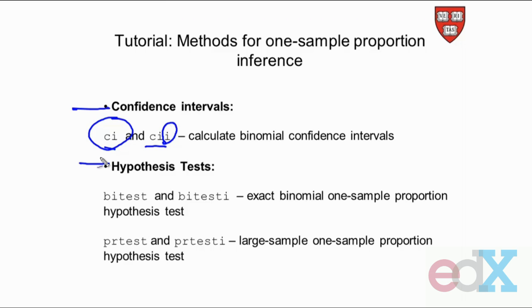When you're looking at hypothesis tests, two commands are used pretty frequently. There's the bitest command, and this is an exact test. On the other hand, we have this prtest command, and this is for large sample one proportion tests. So bitest is an exact result, and prtest is a large sample result. So let's look at those commands in Stata. Go ahead and open up Stata, and we'll get started with this tutorial.